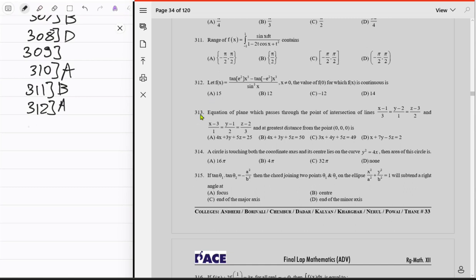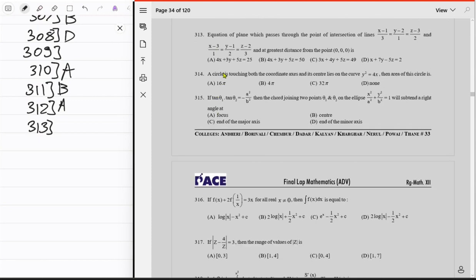Next question. 313. Equation of plane which passes through the point of intersection of the lines, this, okay, and at greatest distance from the point 0, 0, 0 is. Equation of plane which passes through the point of intersection of these lines and at greatest distance from the origin. Understood. So we would use the vector dot with, right? That's the only way, right?